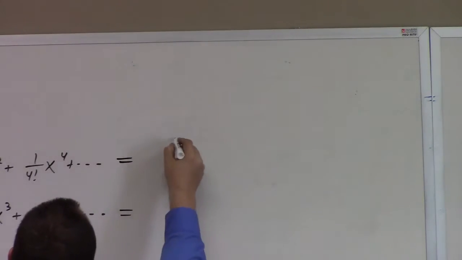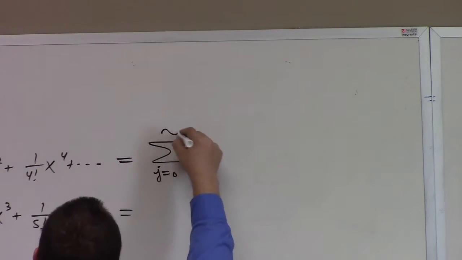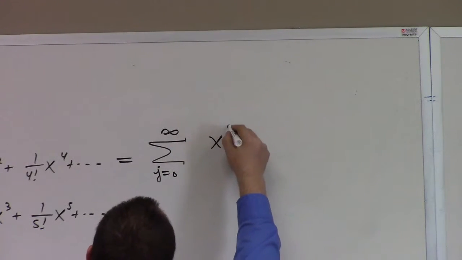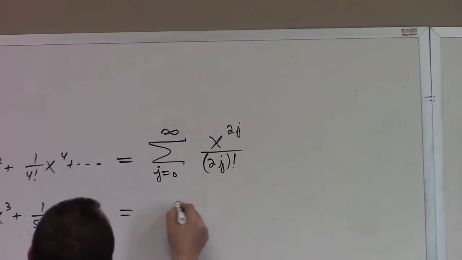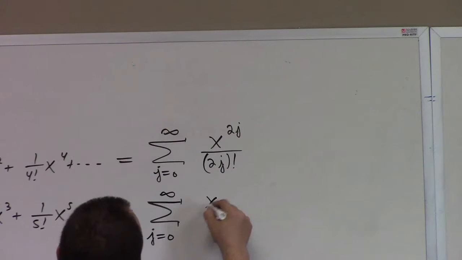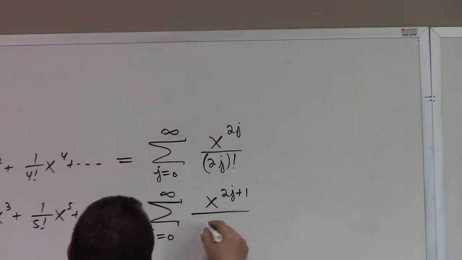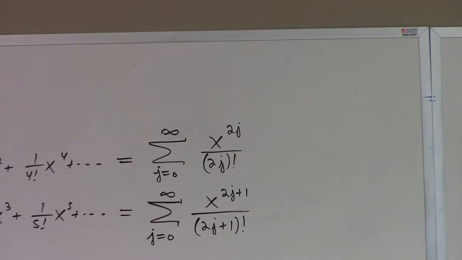Let's write a formula for this that's a little bit slicker. A nice formula for just even terms is this: the sum j equals 0 to infinity, x to the 2j divided by 2j factorial. The sinh is the sum j equals 0 to infinity, x to the power 2j plus 1 divided by 2j plus 1 factorial. Those are the complete Maclaurin expansions for cosh and sinh. We can derive those from Taylor's theorem pretty fast.